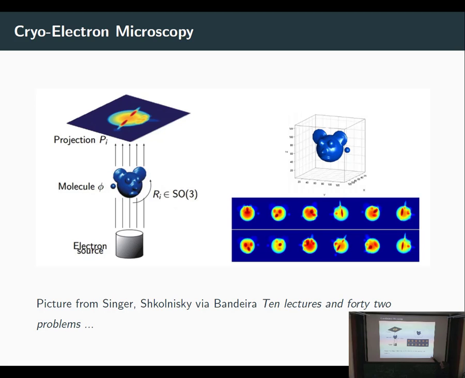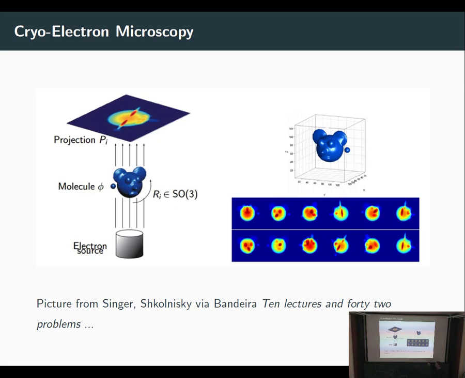But what's really curious is that what you get is a set of two-dimensional projections of your molecules along random directions. That's essentially what this procedure produces. And then the question is, can you actually use the information provided by this set of two-dimensional projections to reconstruct the three-dimensional structure of the molecule?